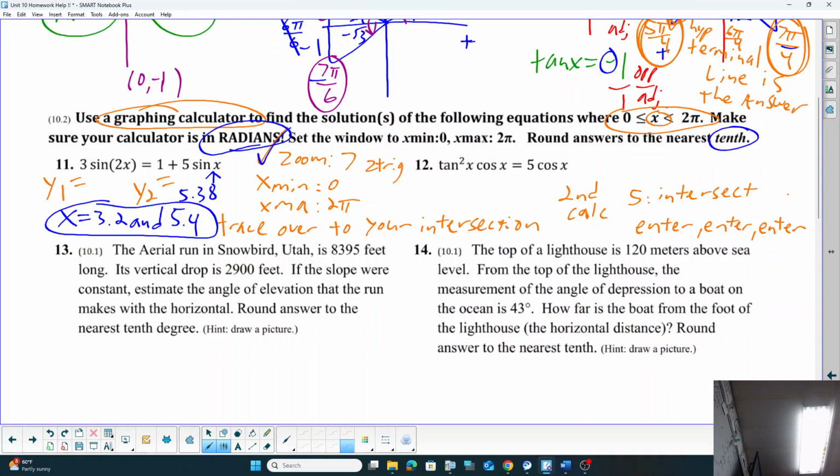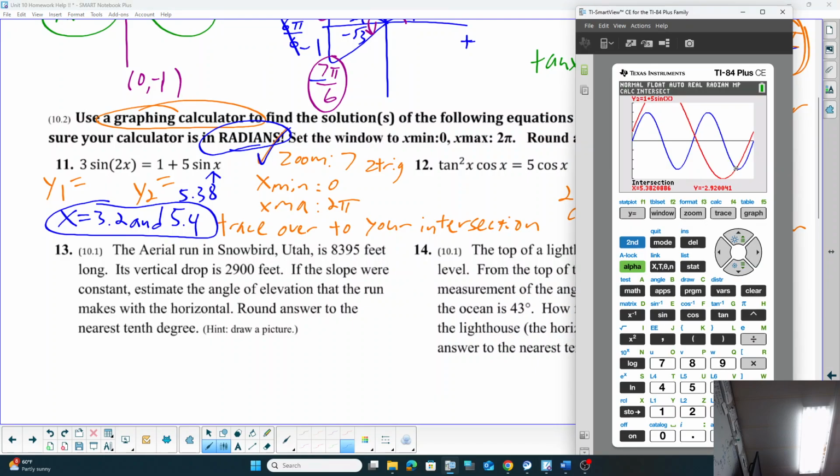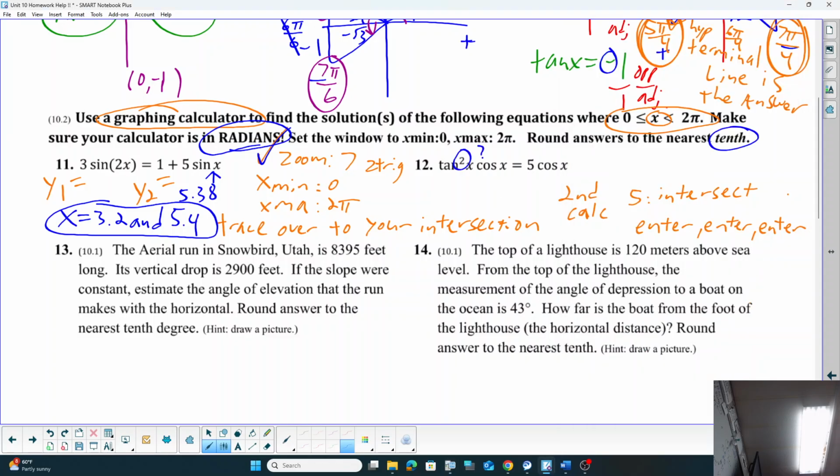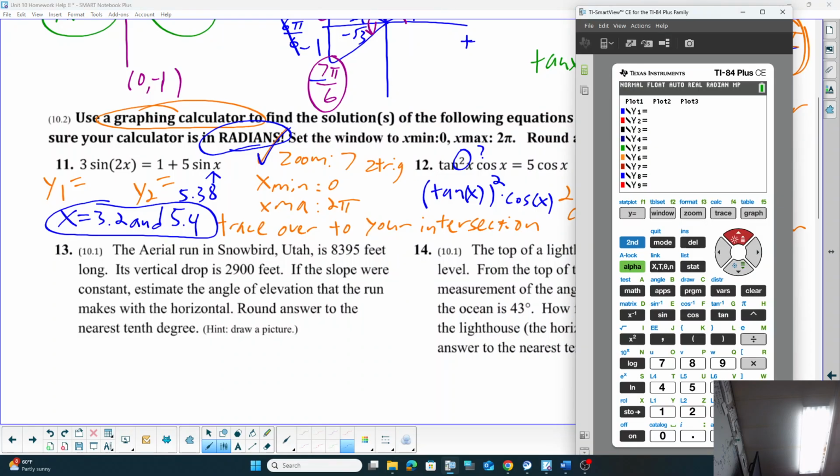Cool. So give that a try with number 12 next. So you go to y equals and you change your 2 functions. Now, how do you do the squared? You're going to have to do tangent of x in your calculator with another parentheses and then squared, and then cosine of x, because the calculator doesn't know how to handle the squared there.